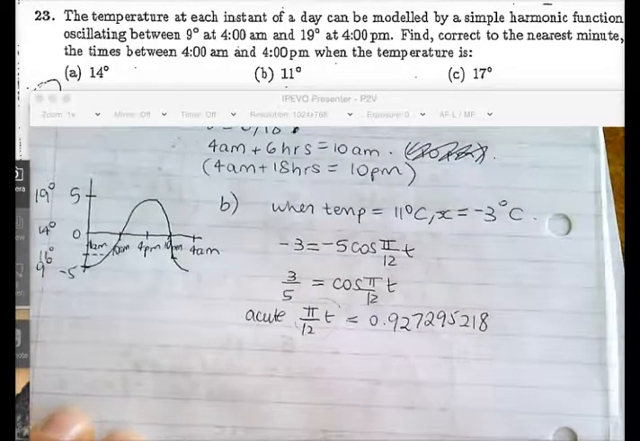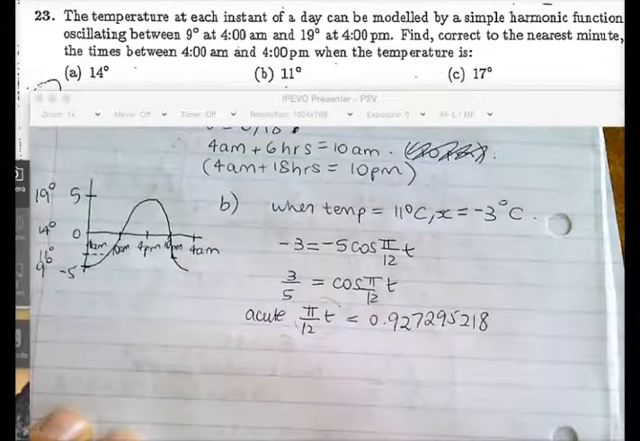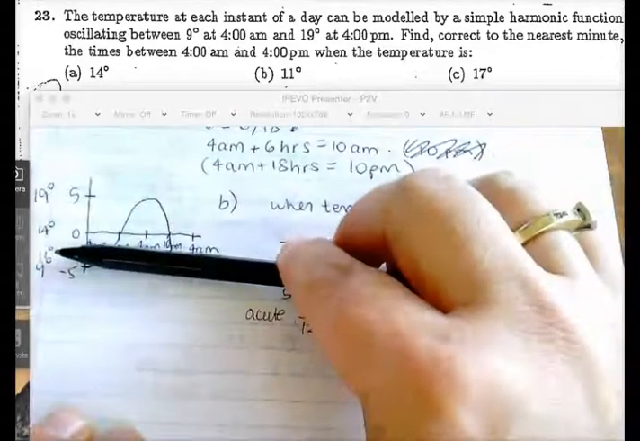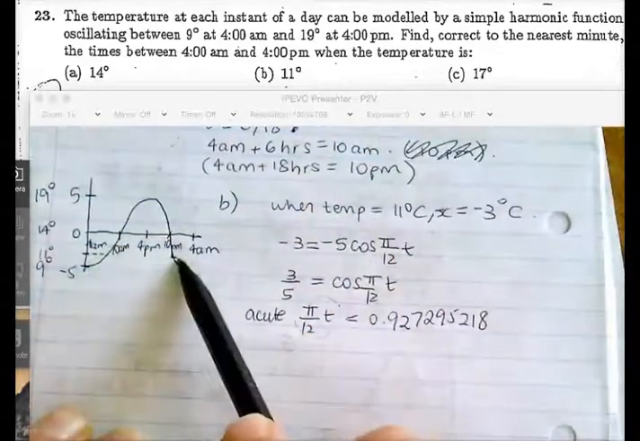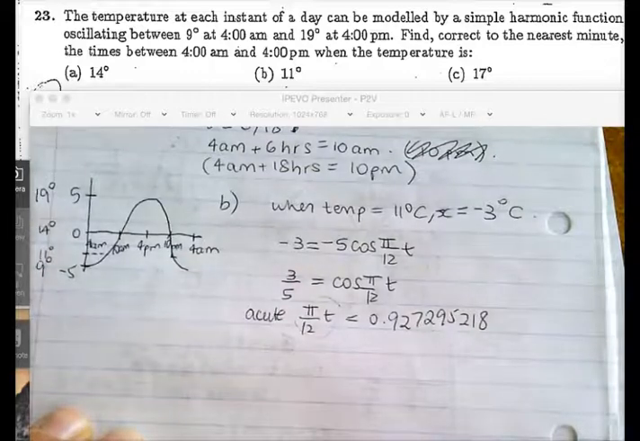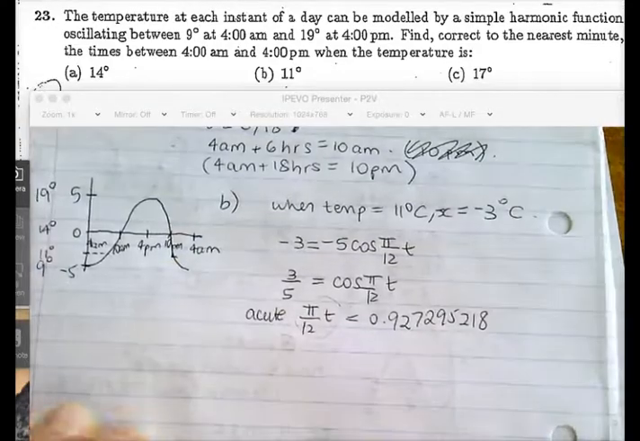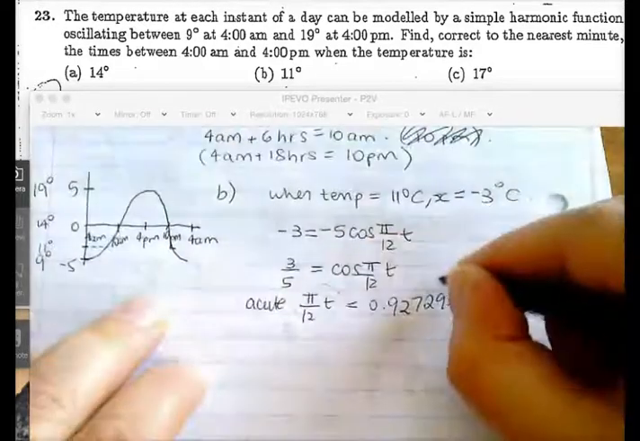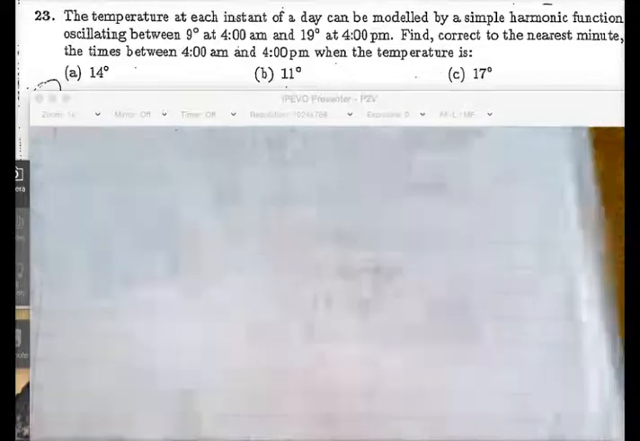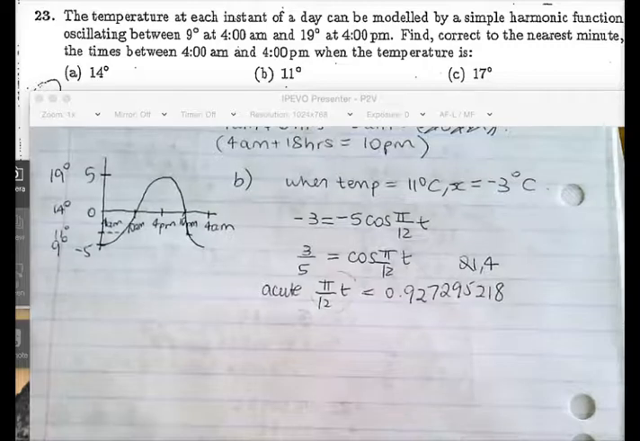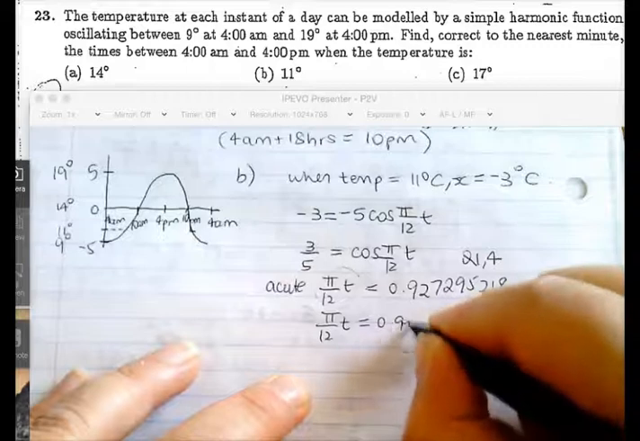So what we're going to do, I know we should only be doing the first one, but let's do the first and the last so that, for example, if there's a boat in the harbour and the boat needs the water depth to be a certain amount, you need to do both times. So I'm going to work out both times, that one and this one, because then you'll learn the skill for question 24. So therefore, we can say cos is positive in quadrants 1 and 4. We do know that we only need quadrant 1 for this, but we're doing it to practice. So pi on 12t, therefore, that's my quadrant 1 answer.